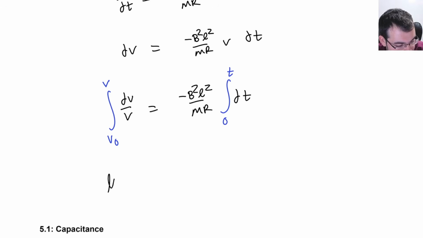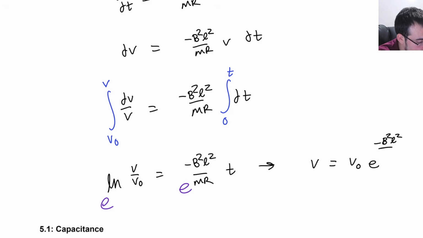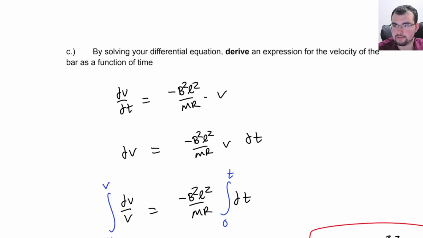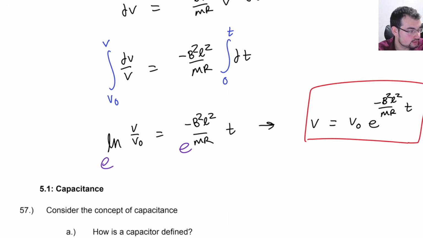This is just a natural log integral. And the right-hand side is just this whole thing times t. So we exponentiate both sides, multiply by v0, and we get an exponential decay. V equals v0 e to the negative B squared L squared over mR times t. Lovely. Now also be aware that other versions of this exist where your help force could be mg if it's a vertical bar, or it could be mg sine theta if it's a ramp where only part of gravity is helping you go down. So just be aware of that.